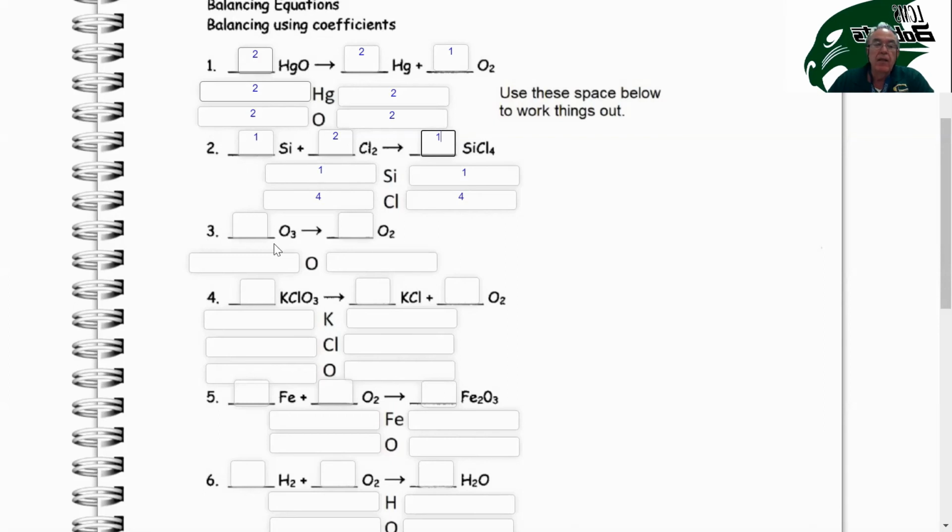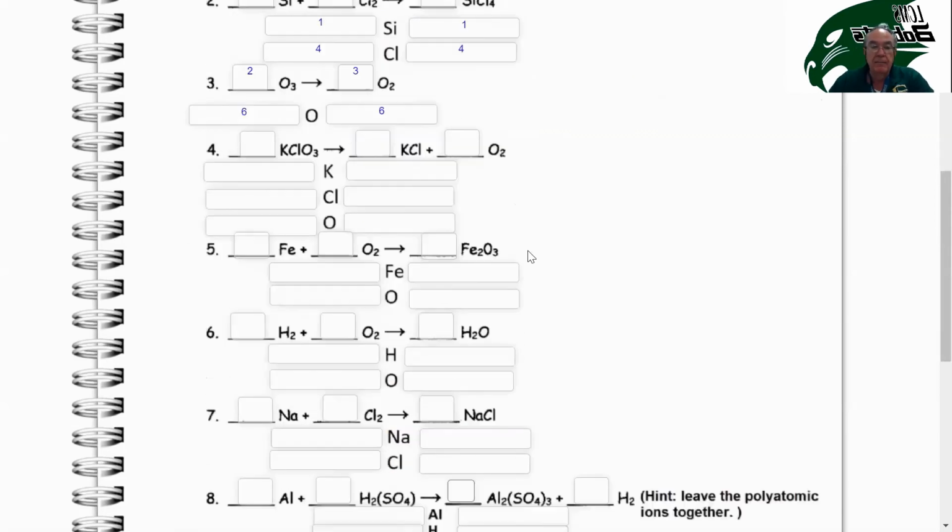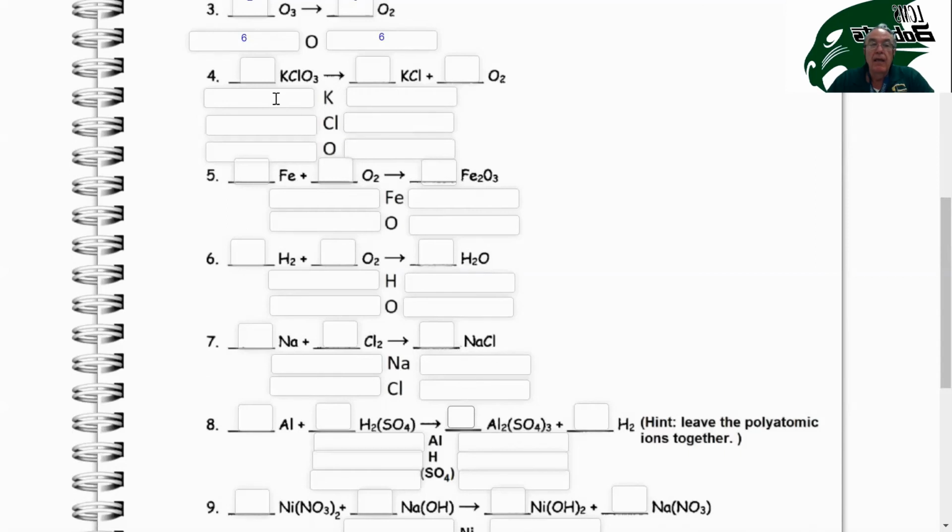Okay, this is one of those deals where you've got to find a common multiple, because oxygen is in a group of 3 here and a group of 2 here. The common multiple between 3 and 2 is 6, so I'm going to put a 2 here and a 3 here. When I do that, 2 times 3 is 6 oxygens, and 3 times 2 is 6 oxygens, so that's the balance.